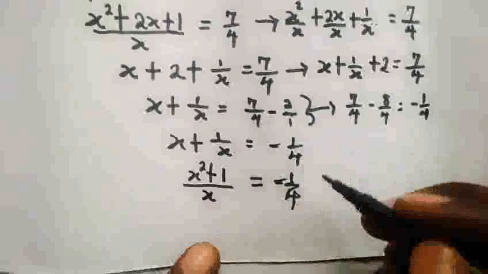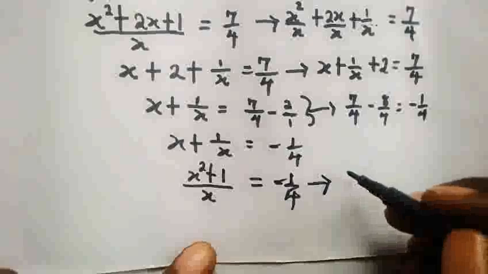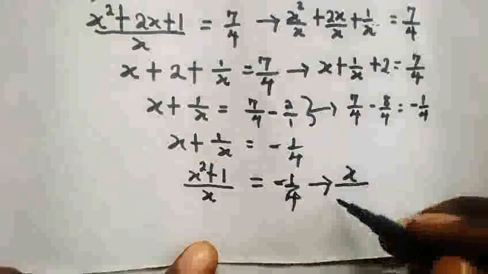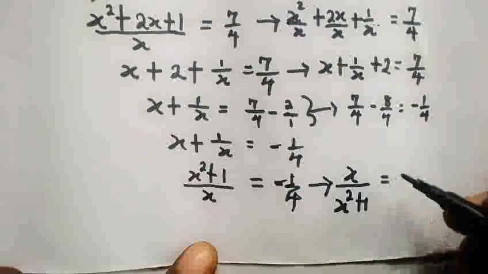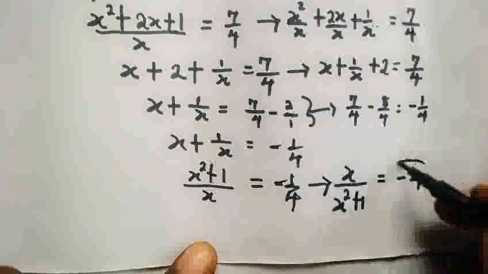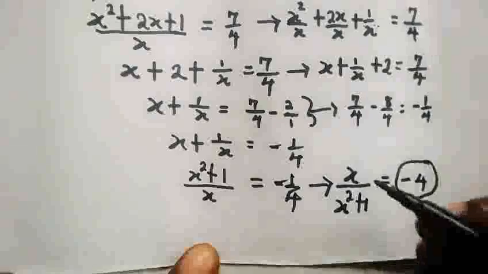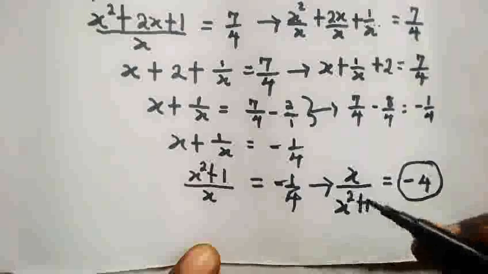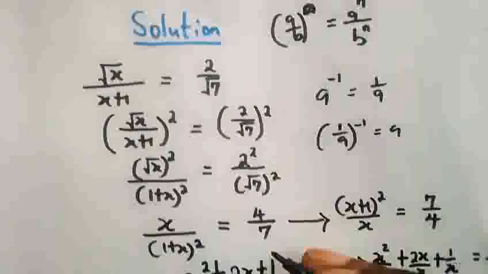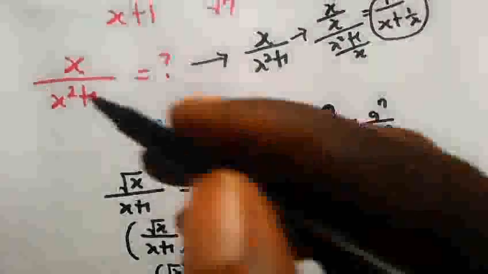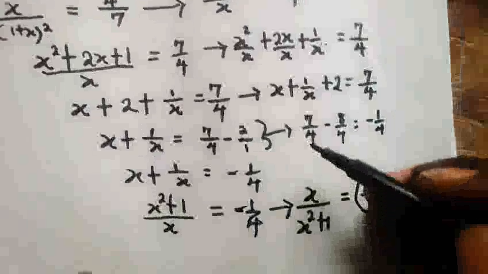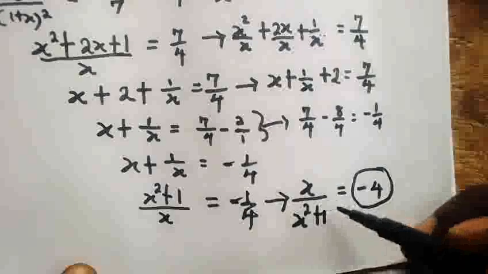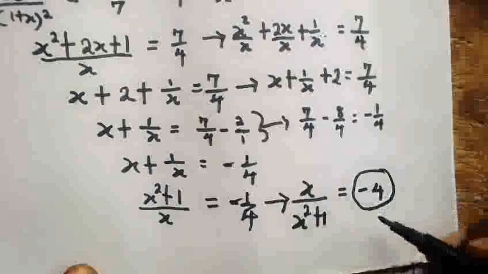From here, take the reciprocal of both sides once again. So we get x all over x raised to power 2 plus 1 is equal to the reciprocal of negative 1 all over 4, which is minus 4. And this is the answer to the problem, because if we check the expression above, this is what we are asked to evaluate: x all over x raised to power 2 plus 1. Compare it to the expression we arrived at: x all over x raised to power 2 plus 1 is negative 4. So this is the answer to the problem.